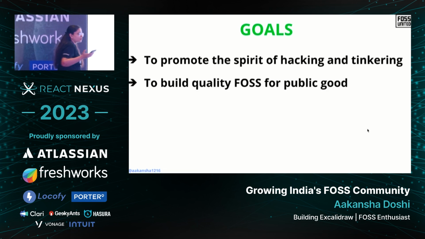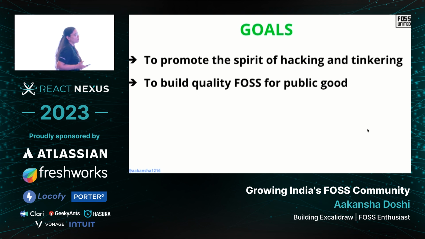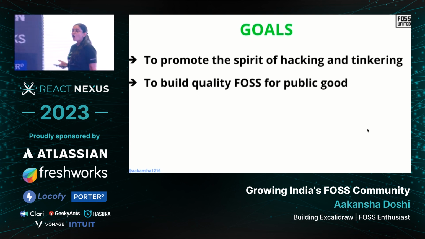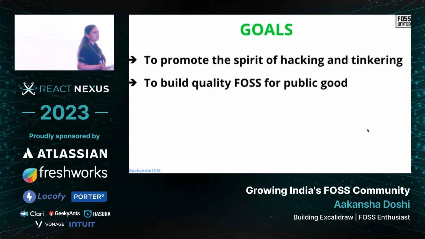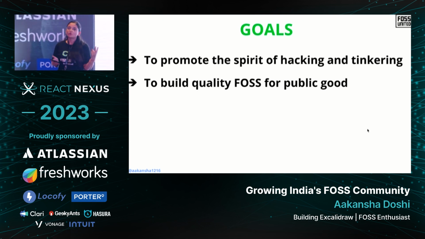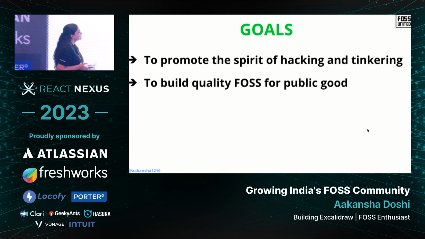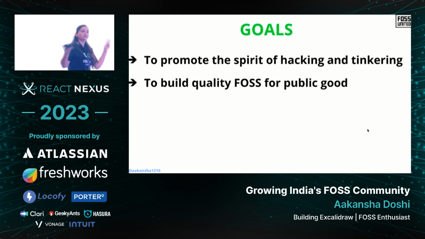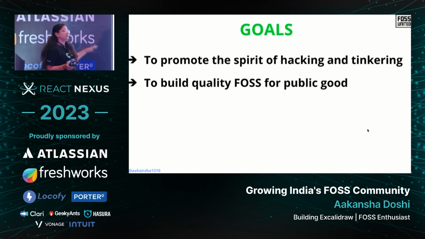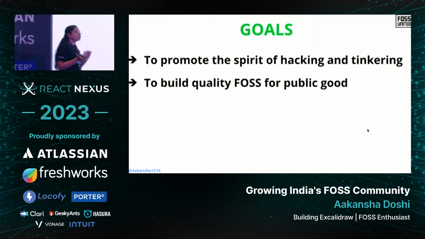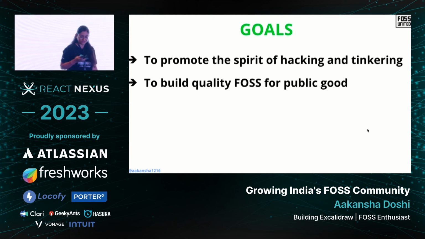Next is to build quality FOSS for public good. I'm pretty sure a lot of you would have built something FOSS at some time. But how many of us have been able to maintain the FOSS project over time? When it comes to maintenance, there are a couple of things to keep in mind. Number one, the amount of time you are investing in it. Number two, how much effort you are giving. And number three, the community. Are you getting the community support? Are you getting the maintenance for it? If you don't get these things, it's really hard and it demotivates you to maintain your FOSS project. So FOSS United also wants to support the people who actually want to invest the time in building FOSS. That's one of the goals as well.